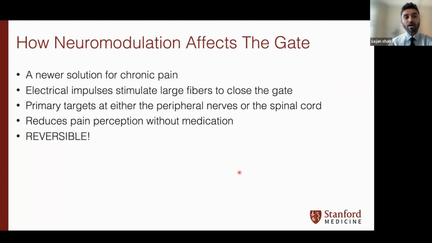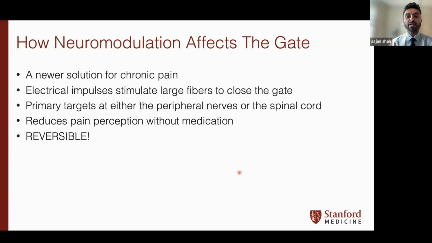So now I want to talk about neuromodulation. This is a relatively newer technique, and it really leverages and takes advantage of the gate control theory. It was founded in that principle, and this technique has been very helpful to many patients. What it does is it stimulates the non-painful signals in the body to close the gate, or to train the pain pathways to process pain differently.